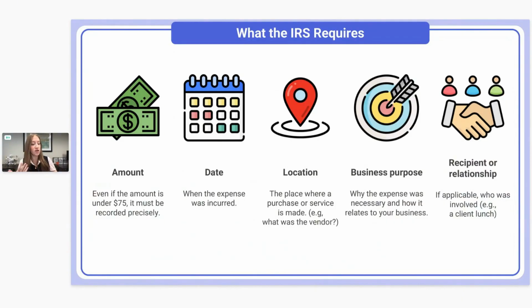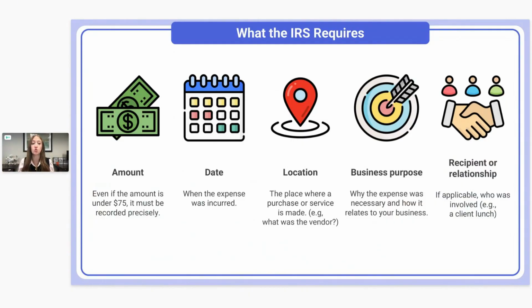The IRS requires that receipts used for tax deductions or expense documentation include specific information to be considered valid. So here's what your digital records must include for the IRS to accept them. They have to include the amount. Even if the amount is under $75, it must be recorded precisely. You need to also have a date when the expense was incurred. You also need to store the location, the place where a purchase or service was made. This might be the vendor of a particular receipt.